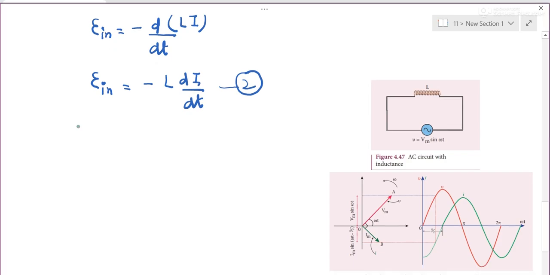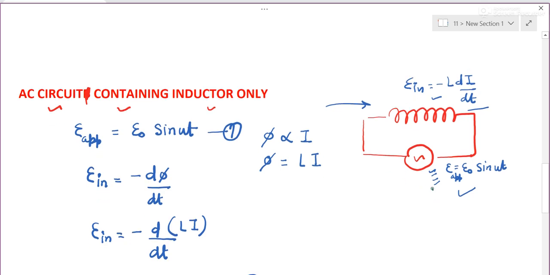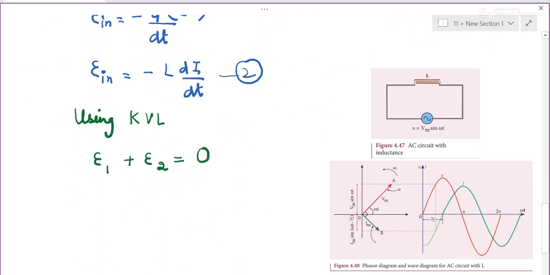Using Kirchhoff's voltage law, Kirchhoff's second law, loop law. So what is that equal to? Sum of voltages is equal to 0. In this circuit, this voltage plus this voltage is equal to 0. So what is one voltage? This is E applied. And what is the second voltage? That is E induced.